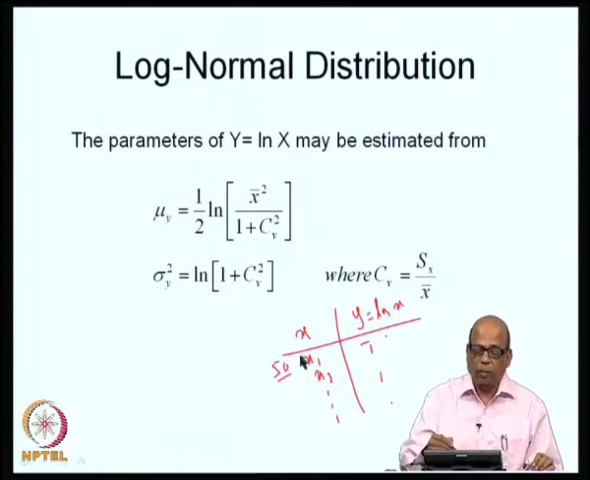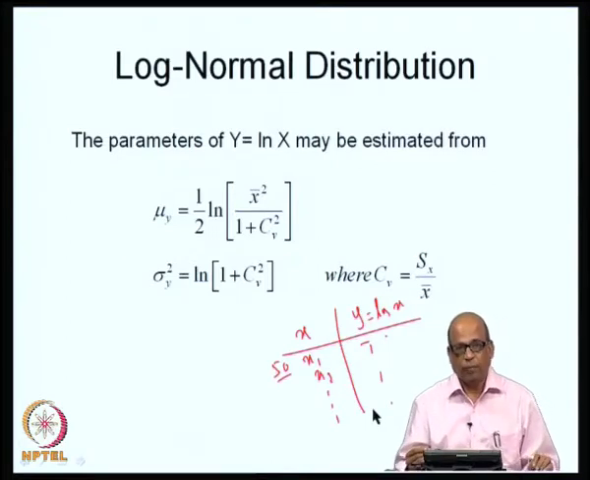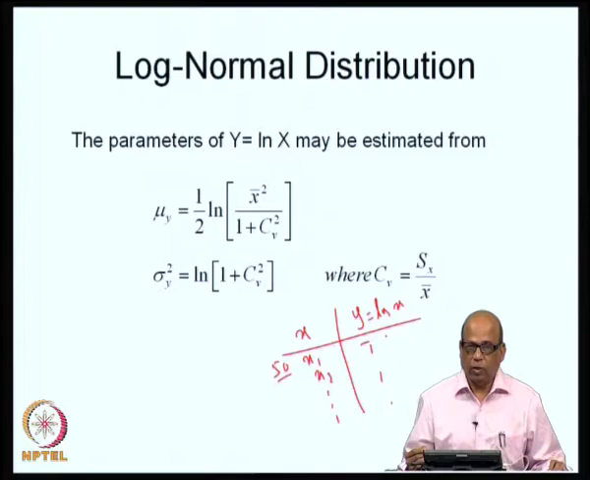So, if you have a sample on x which follows log normal distribution, simply take y is equal to ln of x, generate another sample, and this sample follows now normal distribution. You can estimate its mean and standard deviation from this sample, and then start talking about probabilities on y, which are also related to probabilities on x.